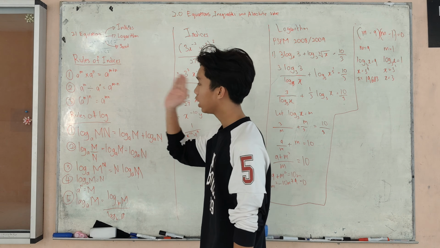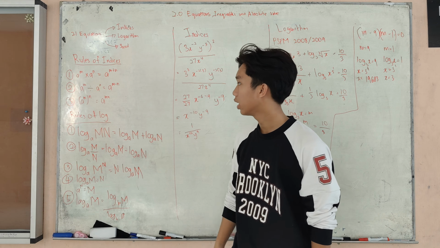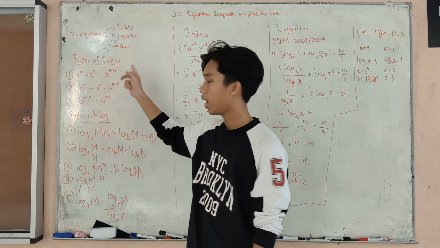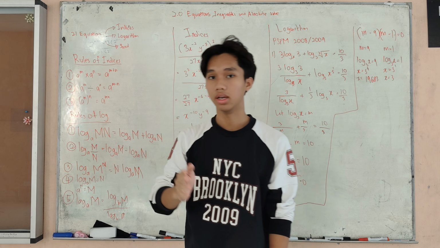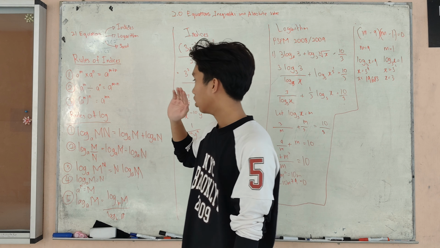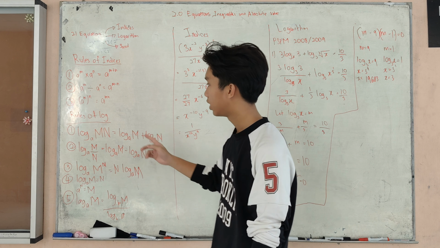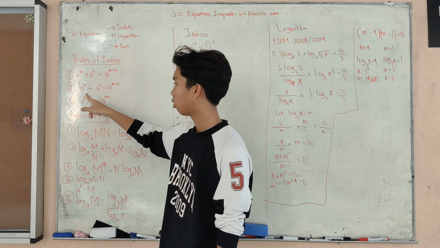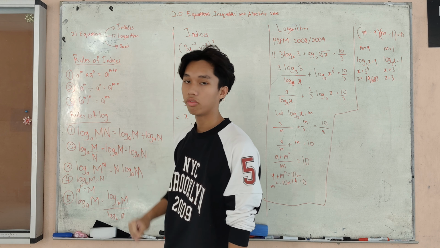When you have a to the power of m multiplied by a to the power of n, you will get a to the power of m plus n. Whereas in the process of division, you will get a to the power of m minus n. And then you will have a to the power of m, all to the power of n, and you will get a to the power of m times n.